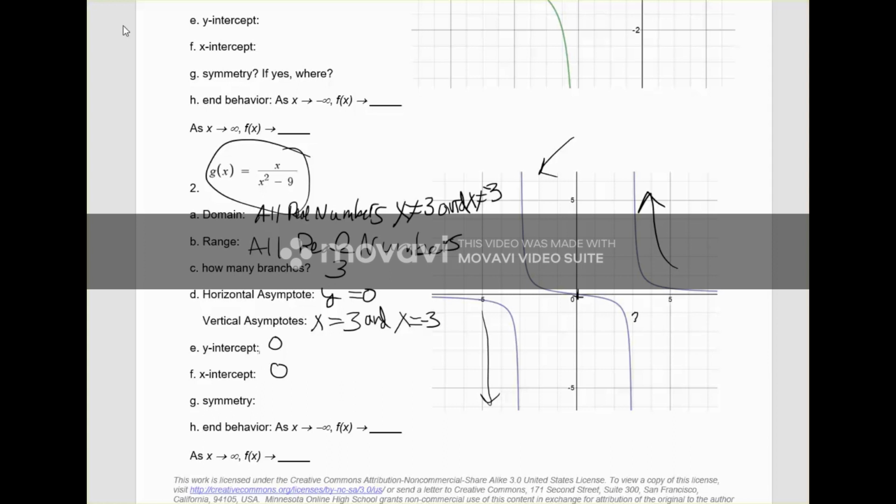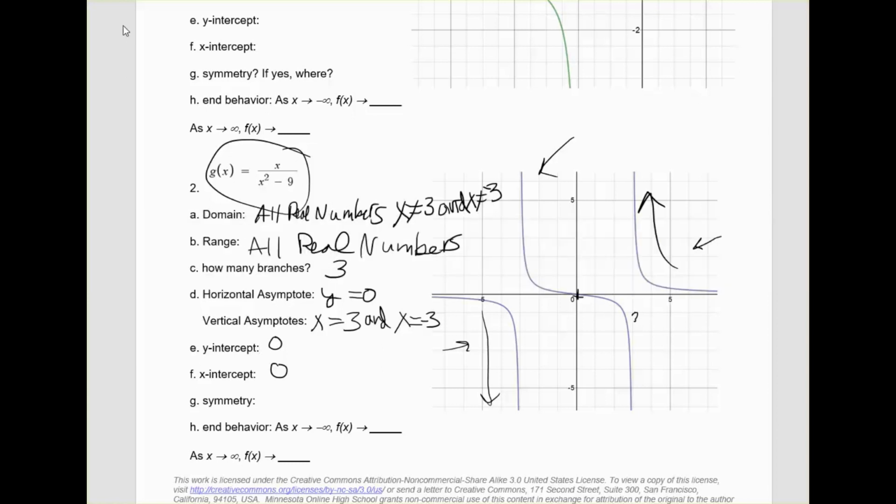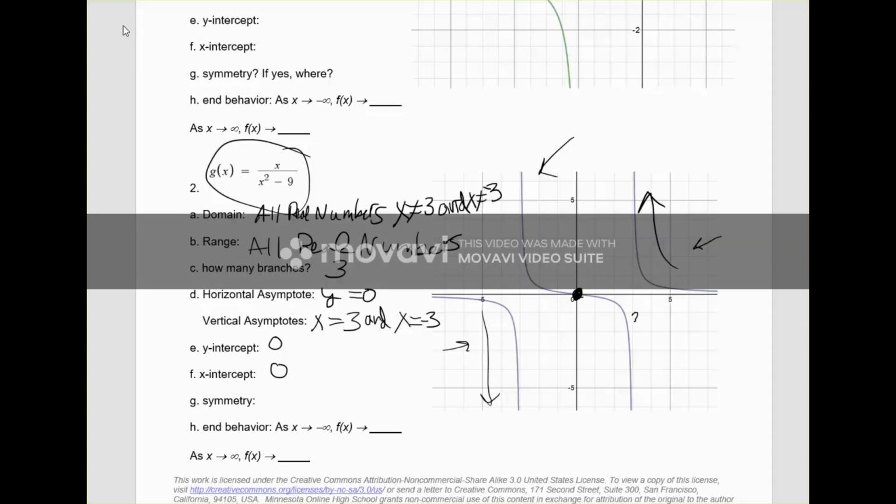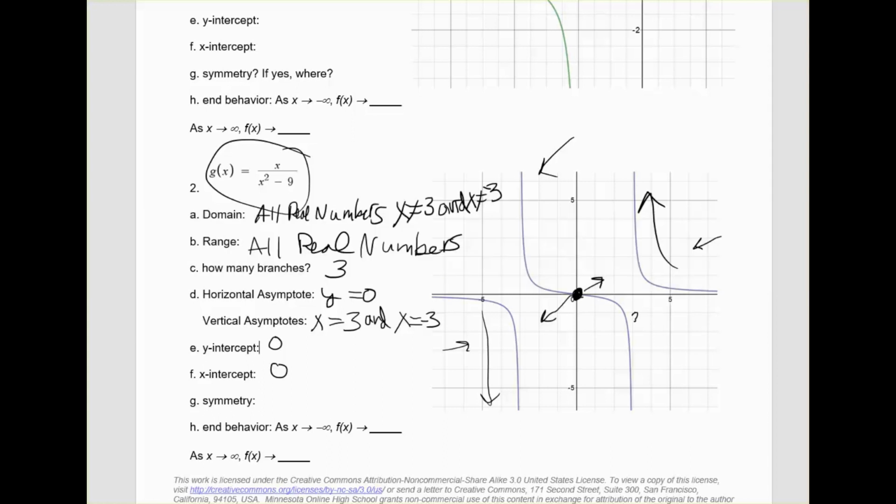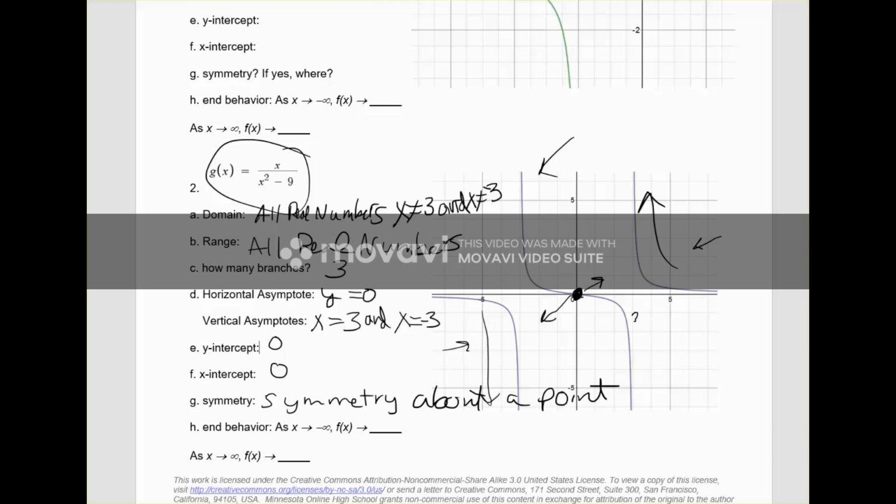Symmetry. This does seem kind of symmetric, doesn't it? We've got a branch on this side, we've got a branch on this side, and then we have this figure in the middle. It looks like if we were to take our graph right here and cut it, and then rotate about that point, it may look the same on either side. If we rotated this 180 degrees, would it look the same? I think it would. So I'm going to say that there is symmetry about a point. It looks like it's about the origin. So you could say that too, or you could say rotational symmetry 180 degrees.